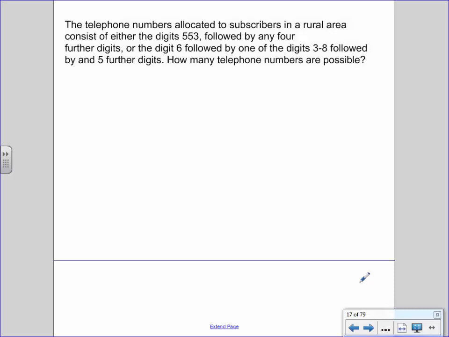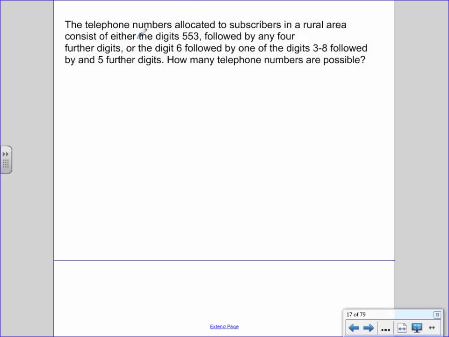So you have a telephone number in Fort Macleod. If you have a home number, it probably starts with 553, right? That's the general prefix for here. Let's say that Fort Macleod starts to get so big that over time, they start to run out of phone numbers. And so what I want to do in this example here is figure out how many different phone numbers are possible. Okay? So here's the scenario.